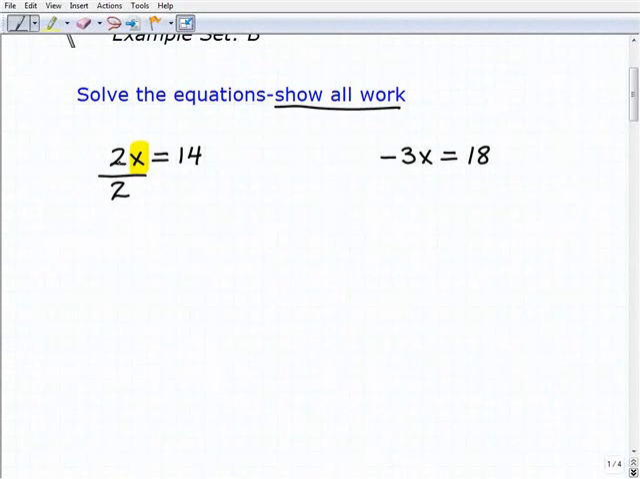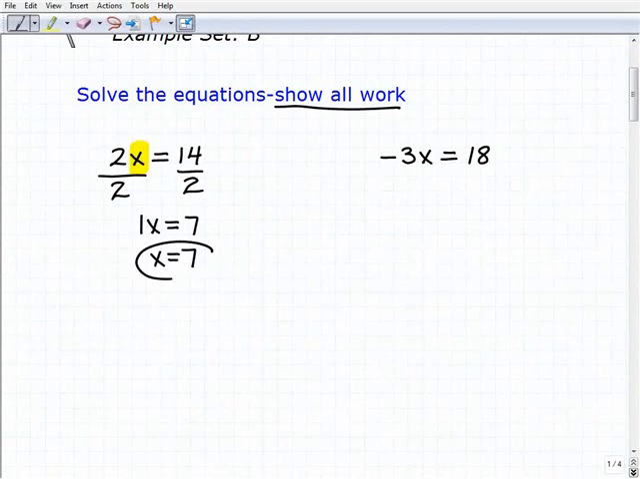So if I divide the left-hand side of the equation by 2, I also have to divide the right-hand side of the equation by 2. When I do that, I get 2x divided by 2, and that's going to be equal to 1x. 2 divided by 2 is 1, so I got my x there, and 14 divided by 2 is 7. So 1x equals 7 is the same thing as x equals 7, and that's it.